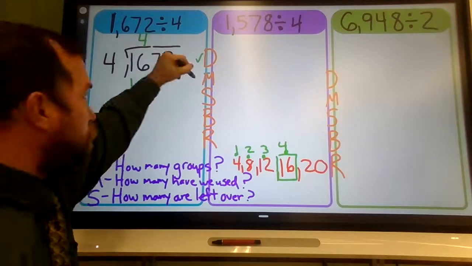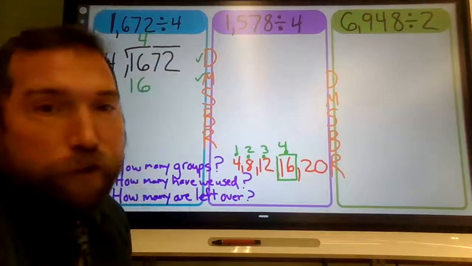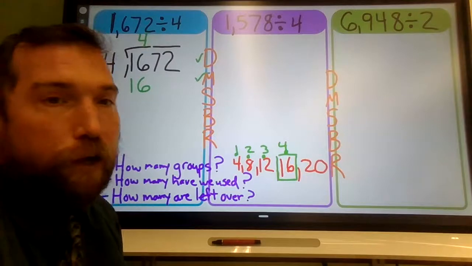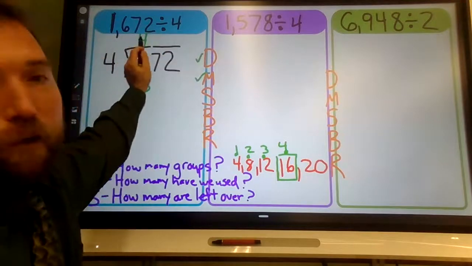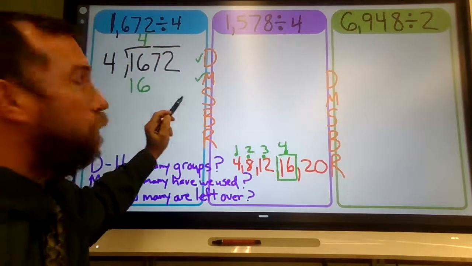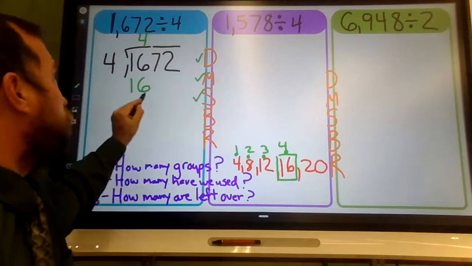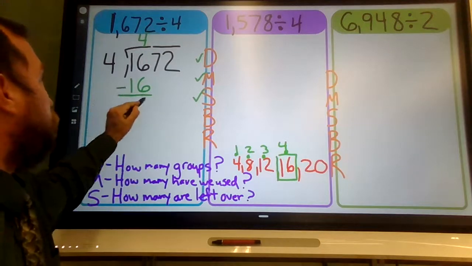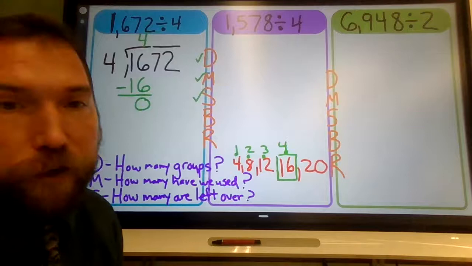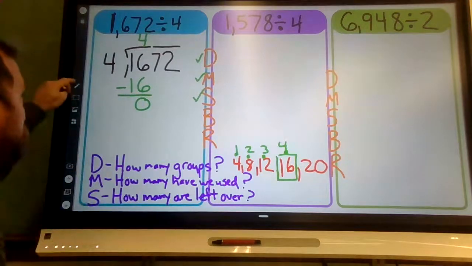Next is S, so that was my M. Again, you can put those letters over there and just do your checklist as you go. I already did D, that was 4. I already did M, that was 16. Next is S. 16 minus 16 is 0. There were not any kids left over.